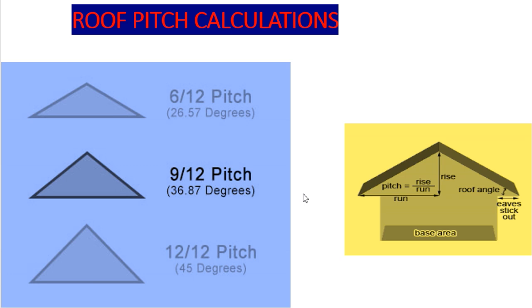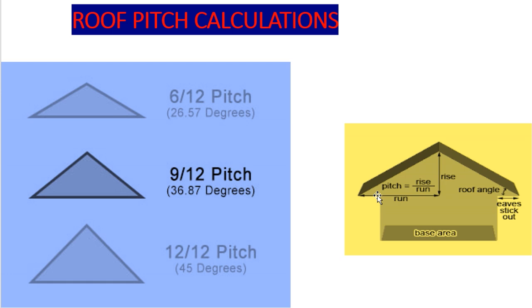The first one is pitch 6 to 12. So it means for every 6 rise, 6 is the rise, 12 is the run. So for every 6 you go up, you run 12 horizontally for us to be able to get the pitch. Now, if you take 6 divided by 12, that gives us 0.5. So 0.5, for us to be able to get this angle here is where we have our angle.